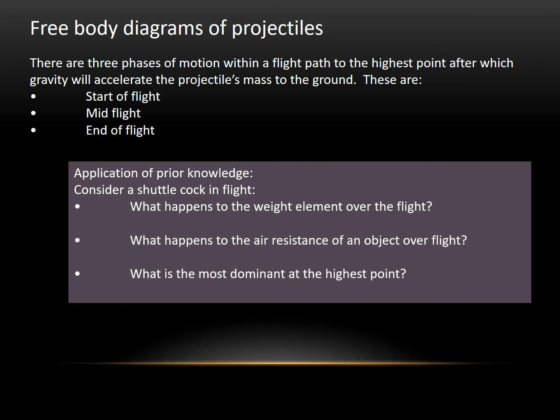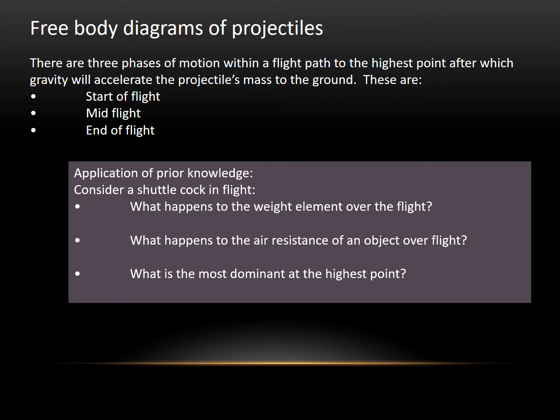Okay, so what happens to weight? Stays the same. What happens to air resistance of an object? Well, it starts off really high and then it gets less as the velocity decreases. And what is the most dominant at the highest point? At the highest point, think about it, it will be weight.